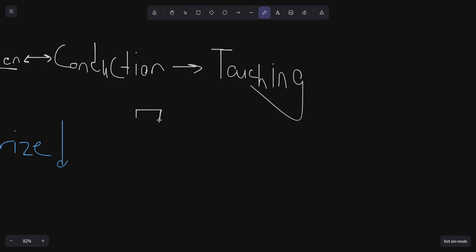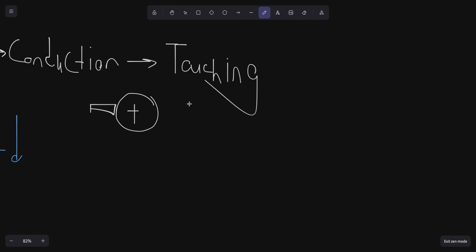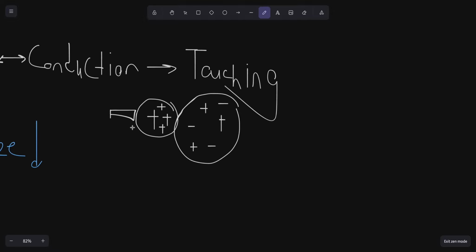So it's when you have a charged object, and let's say this is filled up with positive charge, and you purposefully touch it with another object. This object right over here could have a mix of positive and negative charges, but this case is when the two objects do touch each other. And in this case, when charges touch each other, charges like to disperse outwards.